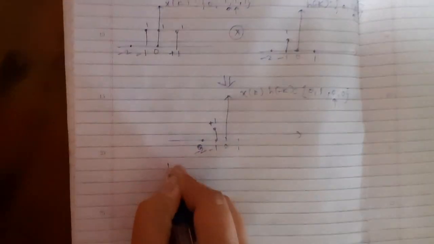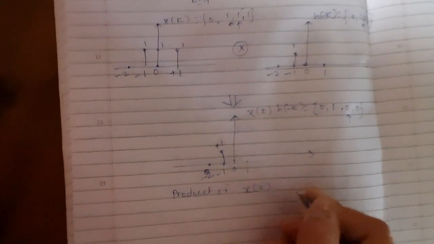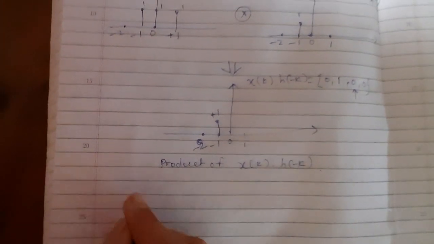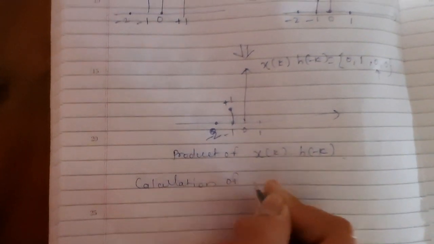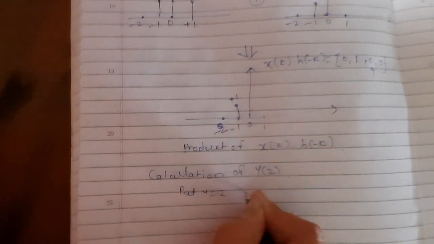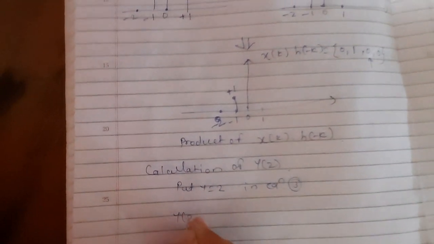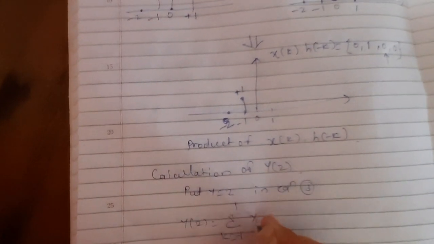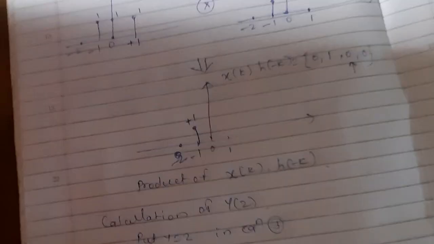This is the product of x of k into h of minus k. Now next part is calculation of y of 2. Now put y equal to 2 in equation 3. So it will be y of 2 is equal to summation k equal to minus 1 to 1 x of k into h of 2 minus k.